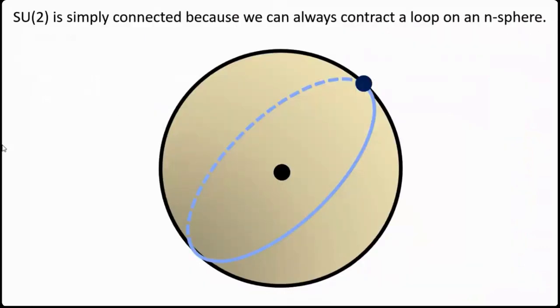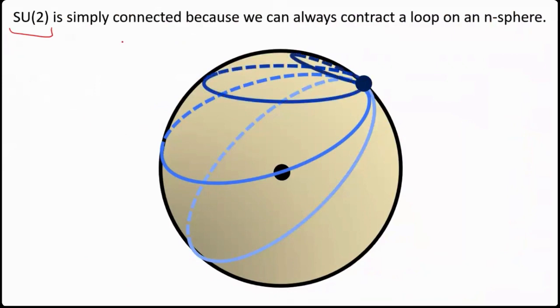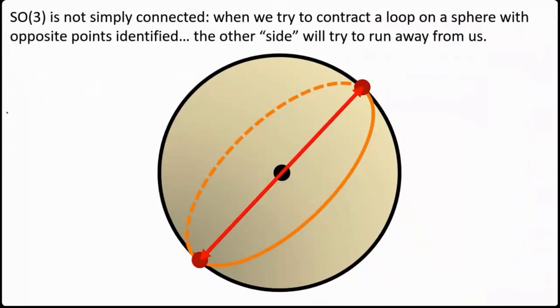But the reason I bring up connectedness is that on an N sphere like SU2, you can always contract the loop to a point. So this is connected. But with SO3, I tried to draw a loop here. Because opposite sides are identified, if you try and move the loop away in one direction, the opposite side kind of runs away from you. So you can't ever contract the loop to nothing. So this is not simply connected, because if I try and run away here, the other end is going to run away from me, so I can't ever close it to a point, basically.